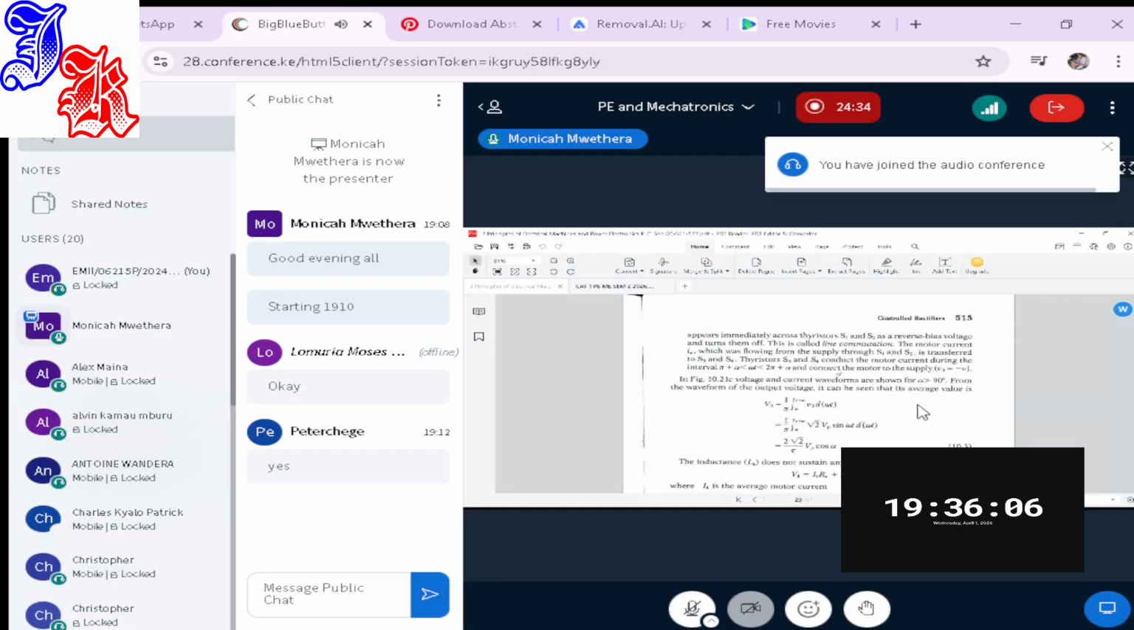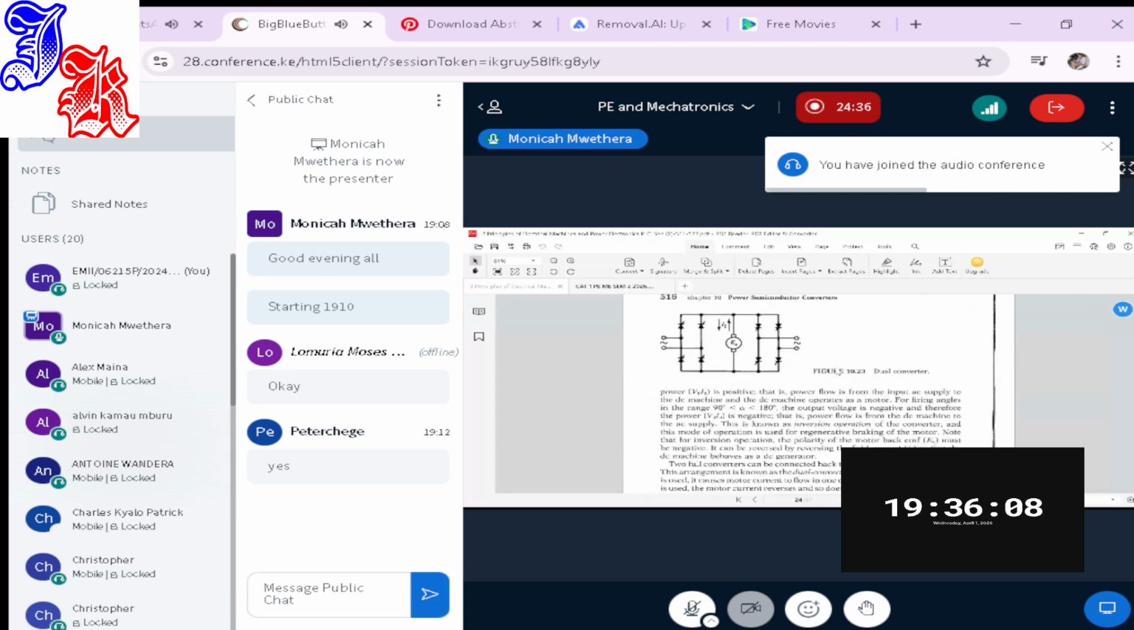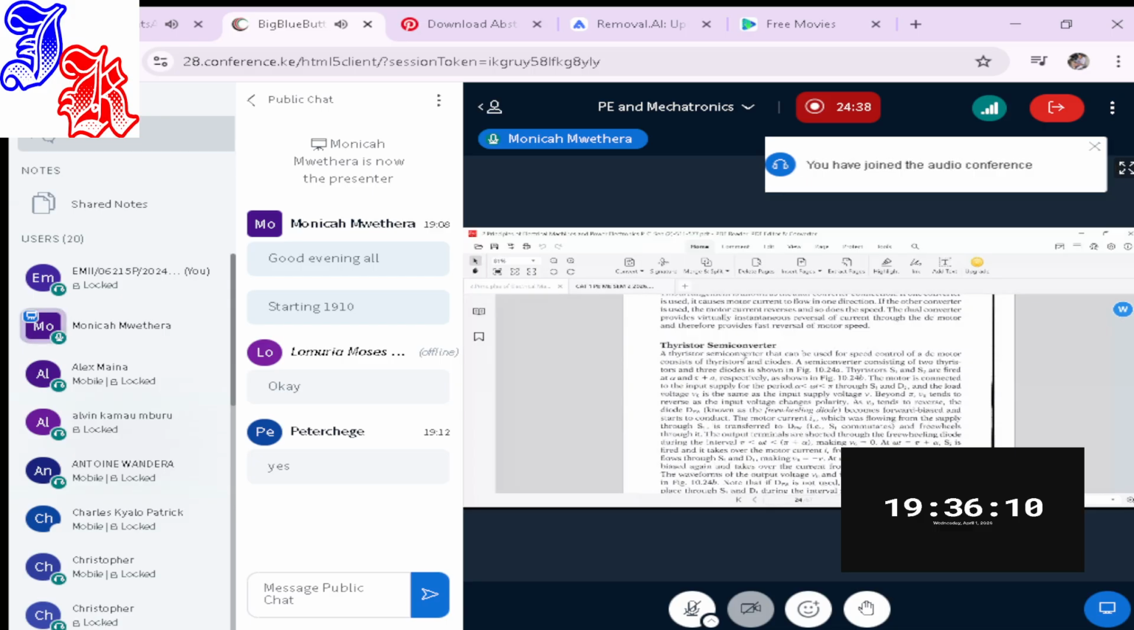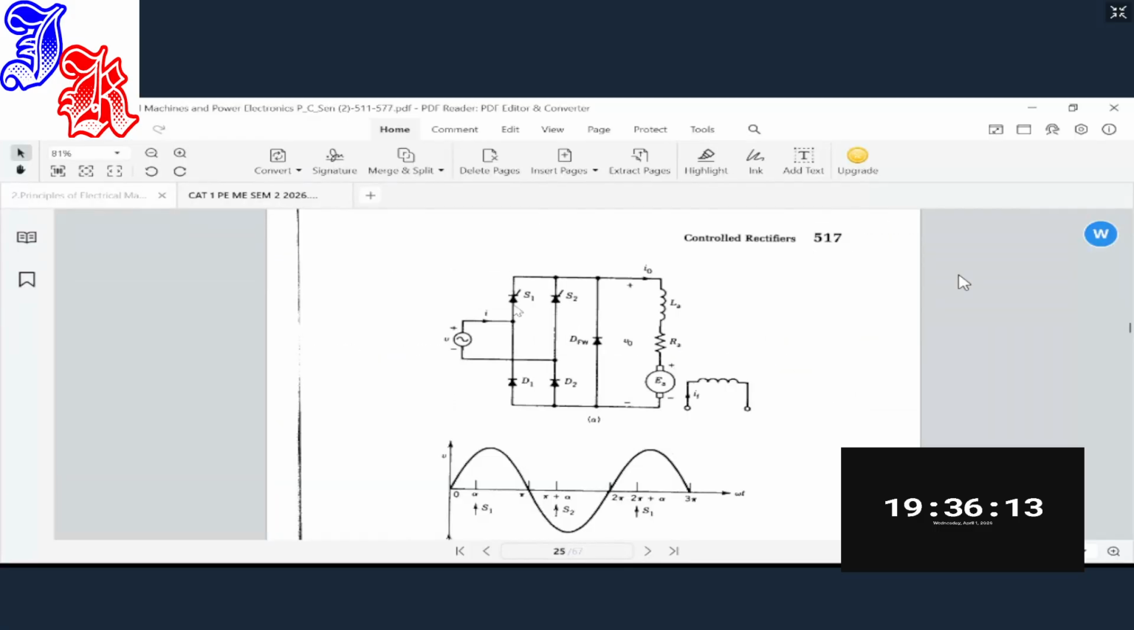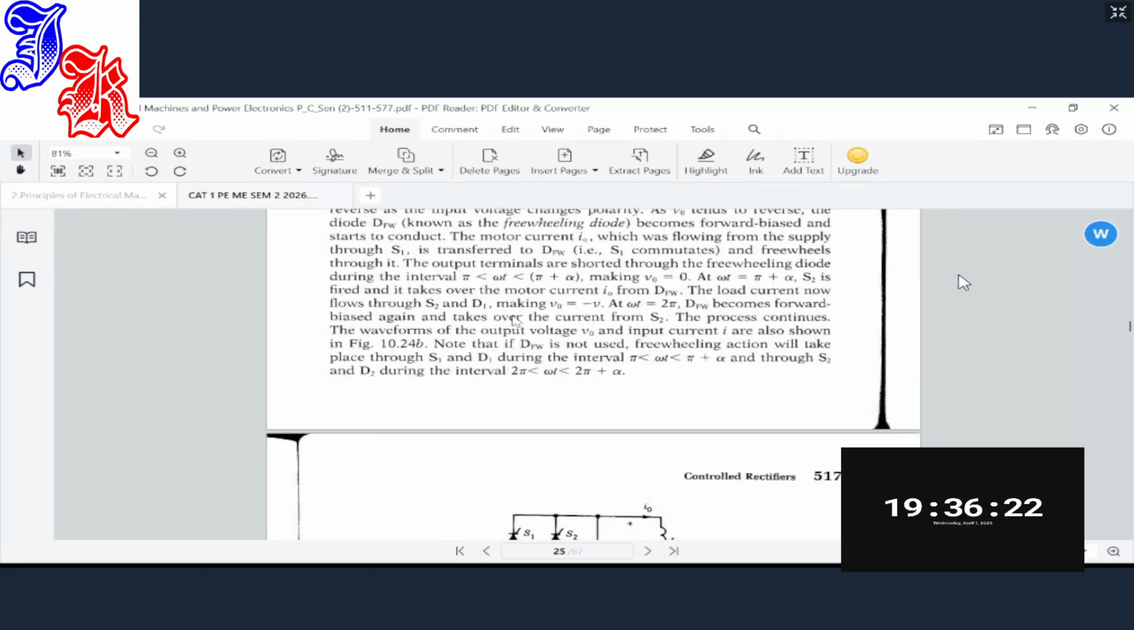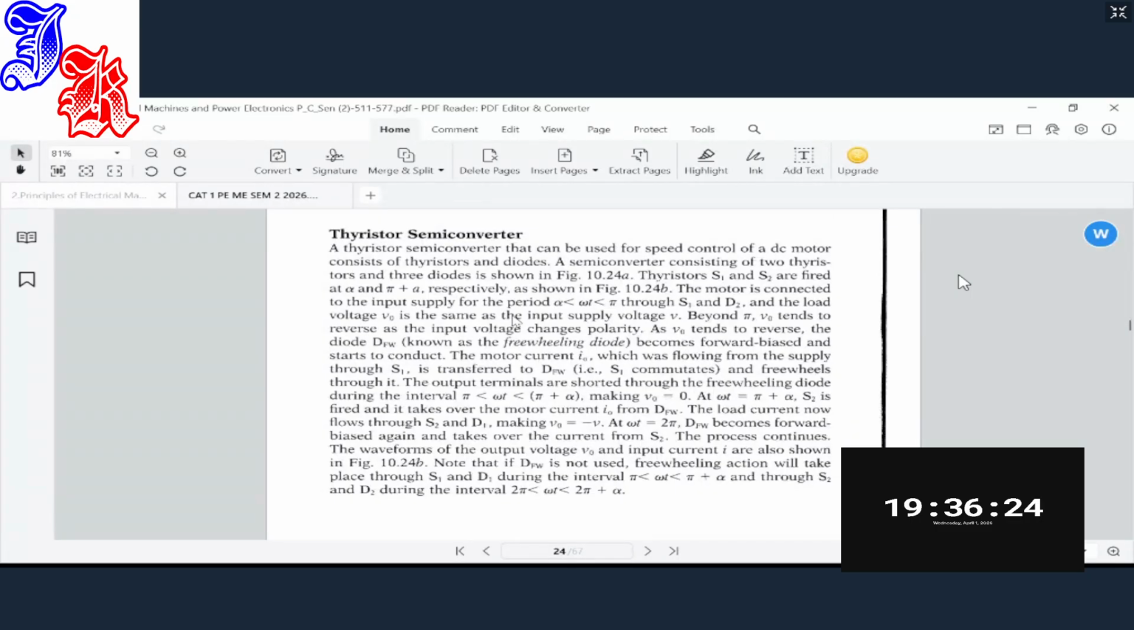system, and we normally call that semi-converter. The thyristor semi-converter, meaning now we have two thyristors in place and then two diodes for the feedback part of the system. So for the first cycle, we have S1 and D2 forward biased to the positive voltage, and then S2 and D1 are forward biased to the negative voltage.